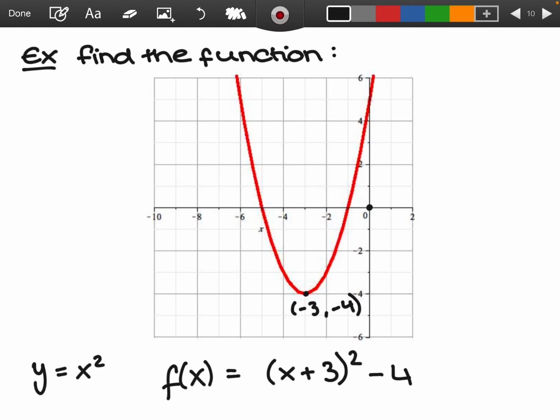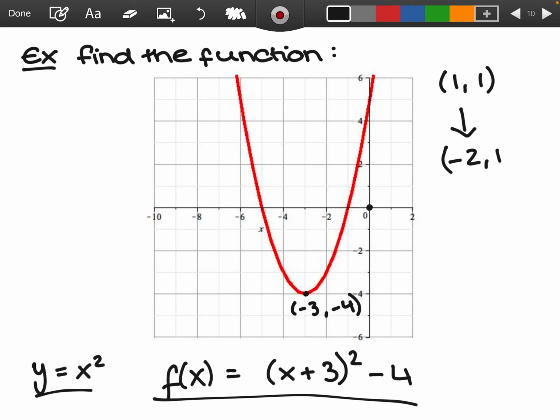So if we take the point, let's say, 1, 1. We know 1 squared is 1, therefore it lies on our original y is equal to x squared graph. Under the translations that I've done here, let's see where that point goes to. I've got (x + 3) squared, telling me that this point should be moved to the left by 3 units. So that point then moves to -2, 1. And then it's moved down by 4 units, telling me I go to -2, -3.